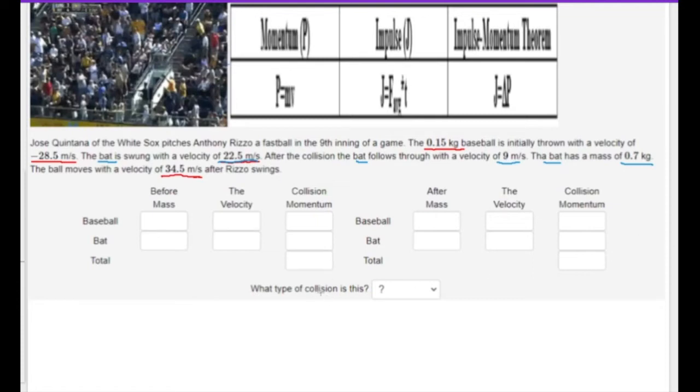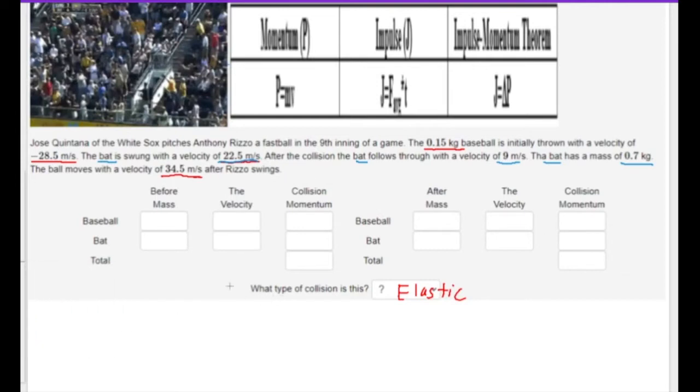So let's start off with this bottom question. What type of collision is taking place here? Well, a baseball and a bat are hitting each other and they're bouncing off each other. Since they're bouncing, that's going to be an elastic collision. So elastic, meaning that they're bouncing off of each other, that's the type of collision that we're looking at.